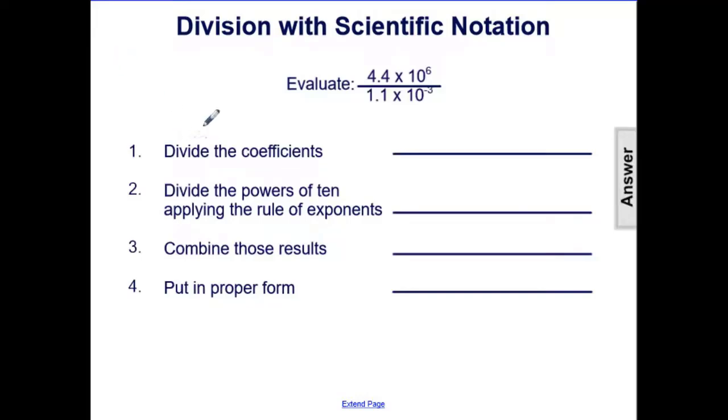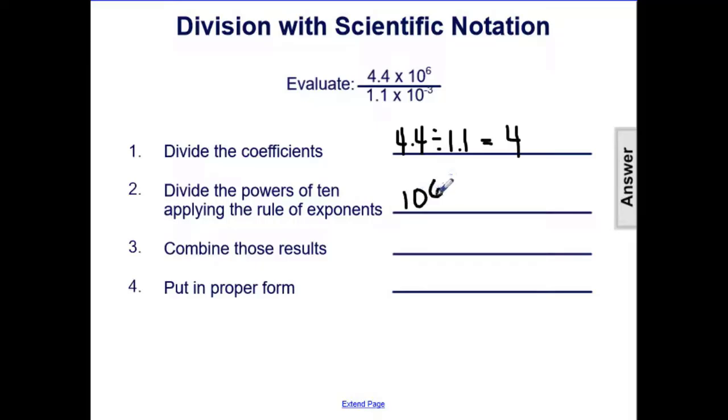Let's take a look at another example. Let's evaluate 4.4 times 10 to the 6th divided by 1.1 times 10 to the negative 3. So first we're going to divide our coefficients. So 4.4 divided by 1.1 is going to equal 4. We're then going to divide the powers of 10, applying our rules. So we're going to subtract.